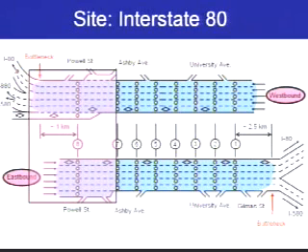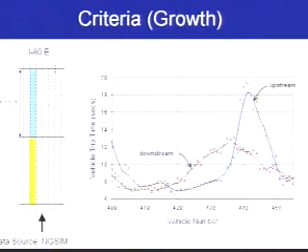So let me move on to growth. As I mentioned, I studied growth in the eastbound direction primarily. These are the criteria to detect instances of growth. This is I-80 eastbound, and these are 2 segments where several instances of growth were detected. Like the formation case, these yellow circles are trip times measured in the upstream segment, and blue squares are trip times measured in the downstream segment.